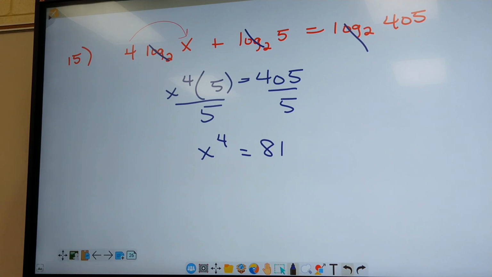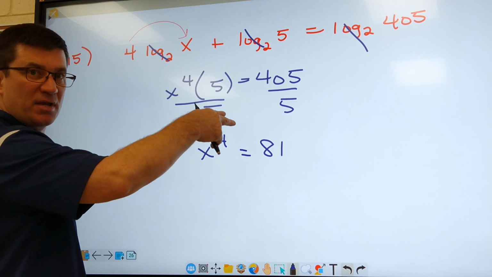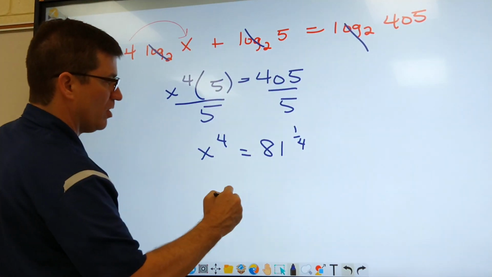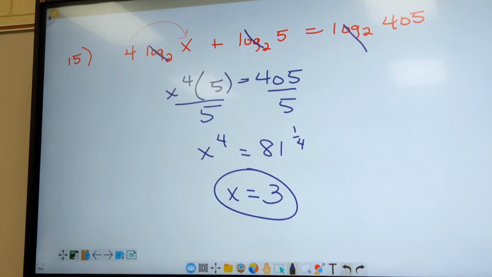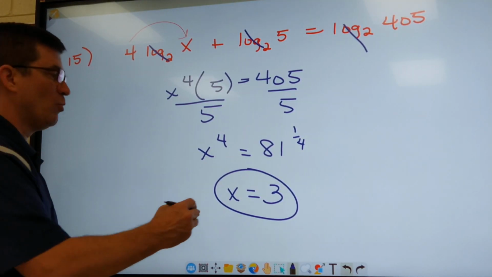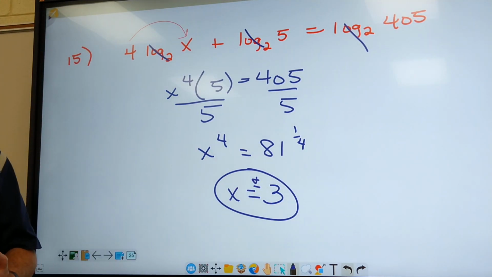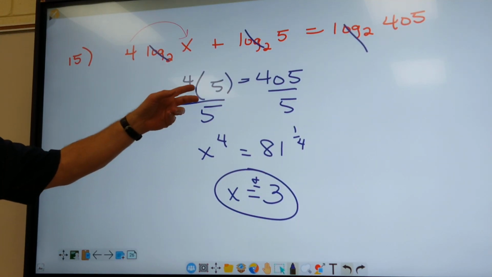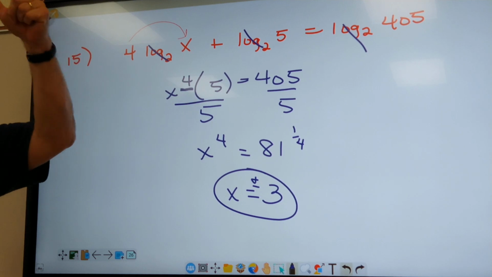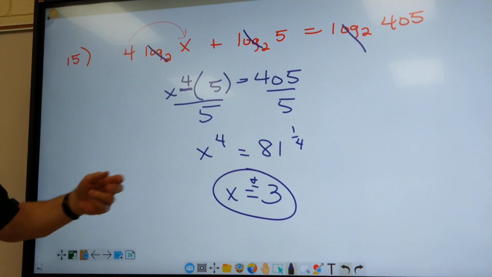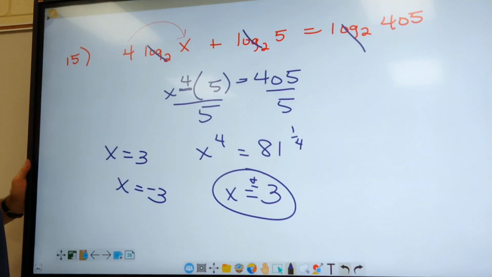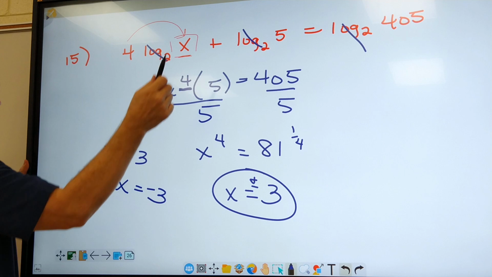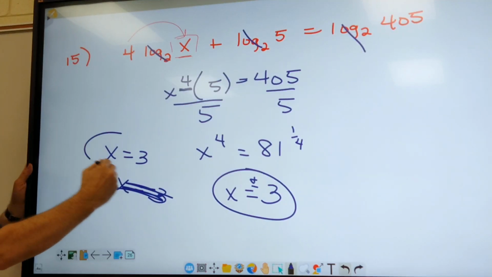What's next? You can do a 4th root, or you could do our reciprocal trick I've been telling you. What is 81 to the 1/4? 3. So our answer is 3. Now, is it plus or minus 3? Yes. Why? Because if the exponent is even, 2, 4, 6, 8, 10, it's plus or minus. But when you look at positive 3 and negative 3, the negative gets thrown out because when you plug negative 3 in here, it stays negative, can't have it. So positive 3 is the only answer.